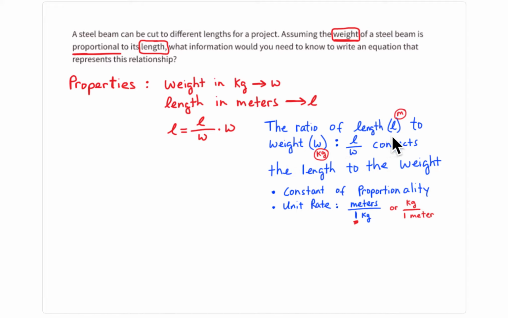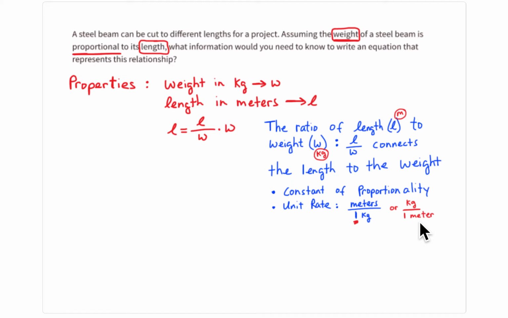So the relationship length, which is measured in meters, to the weight, which is measured in kilograms, length per weight, connects the length to the weight. That is the constant of proportionality. And the information that I would want is, what's the unit rate? So how many meters of steel beams can I purchase for 1 kilogram? So what's the meters per 1 kilogram? That's the unit rate of the length per weight.